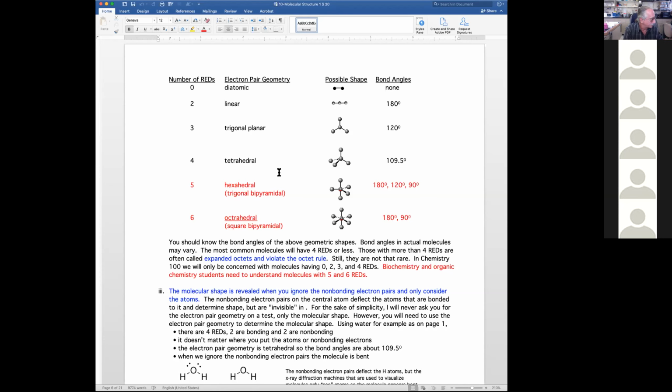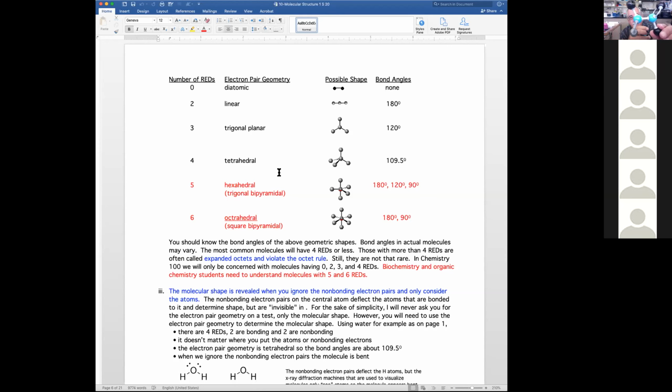What if we have 3 regions of electron density around the center atom? We say it's trigonal planar, and the bond angles are 120 degrees. So if we're looking at real molecules, that would be planar and 120 degrees. Let's see.